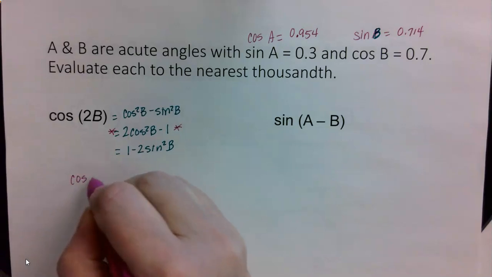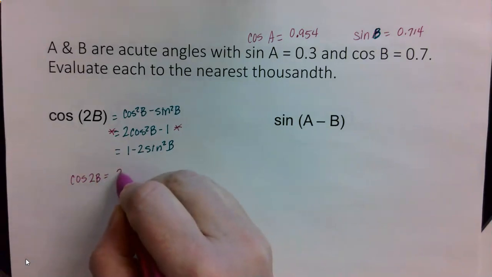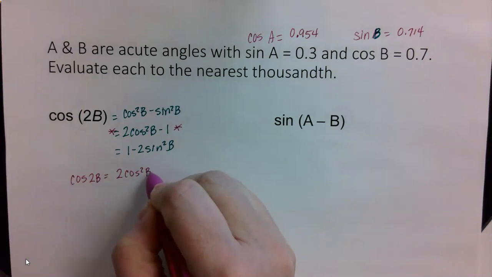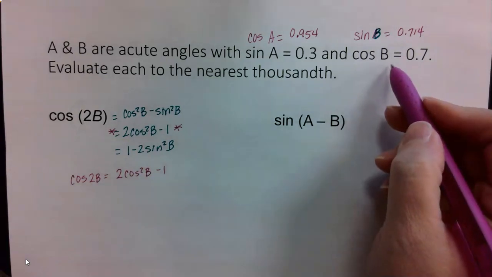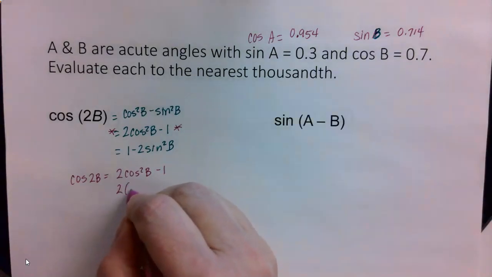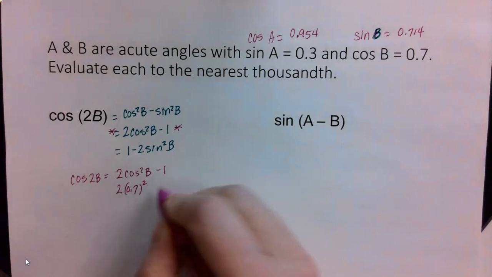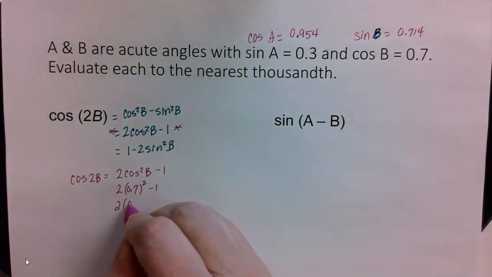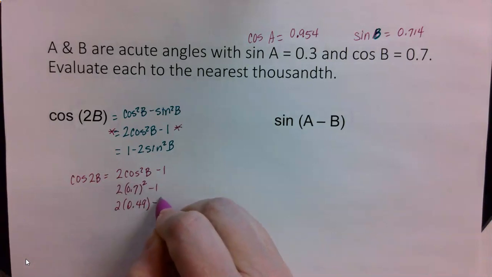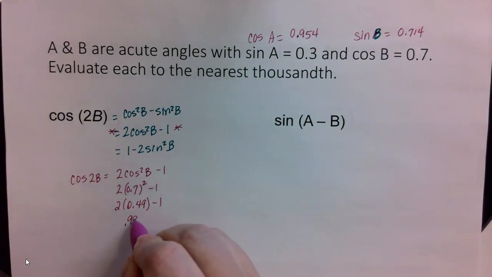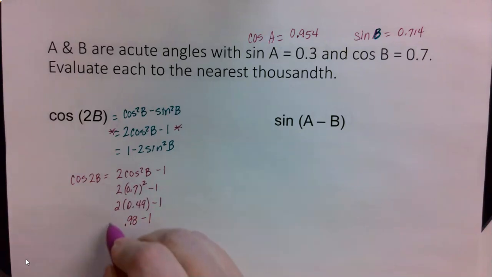So I have the cosine of 2B, which is going to be 2 times cosine squared B minus 1. The cosine of B was 0.7, so I have 2 times 0.7 squared minus 1, so that's 2 times 0.49 minus 1, which is 0.98 minus 1, which is 0.02, and it is negative. Okay, so that's the first one.